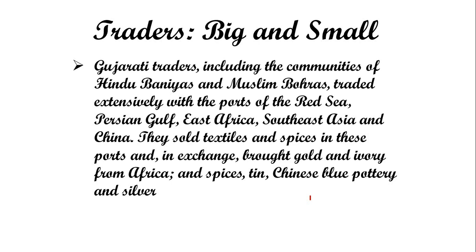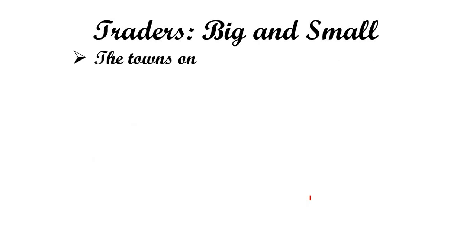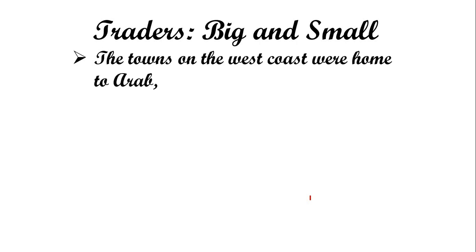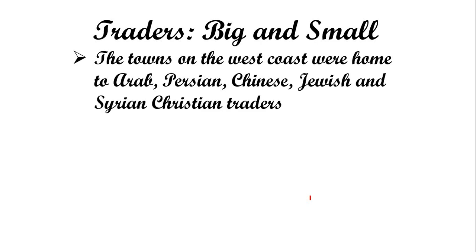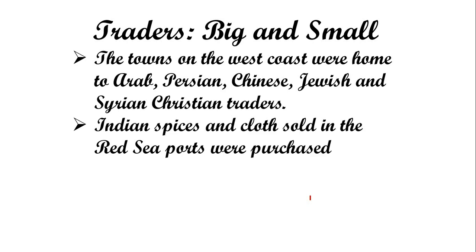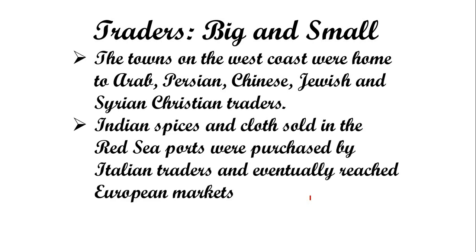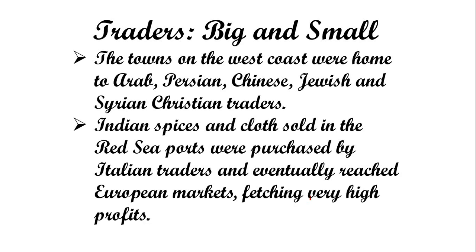Okay, so they traded in exchange for cotton textiles and spices from India, and brought gold, ivory and blue pottery. Okay, so in this way we can come to know how expert they were. They were skilled. They didn't just trade within India, but with other countries also. Yes, the towns on the west coast were home to Arab, Persian, Chinese, Jewish and Syrian Christian traders. Indian spices and clothes sold in the Red Sea ports were purchased by Italian traders and eventually reached the European market, fetching very high profit. As I told you, Indian spices and clothes were in great demand. So in this way these traders were getting more and more profit.